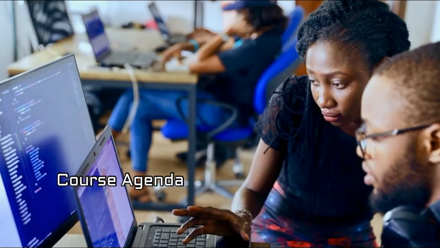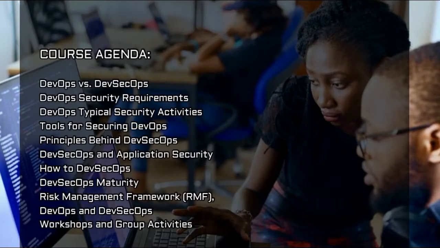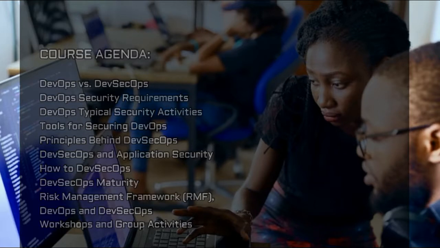DevSecOps course agenda. DevOps versus DevSecOps. DevOps security requirements. DevOps typical security activities. Tools for securing DevOps. Principles behind DevSecOps. DevSecOps and application security. How to DevSecOps. DevSecOps Maturity. Risk Management Framework, RMF, DevOps and DevSecOps. Workshops and group activities.